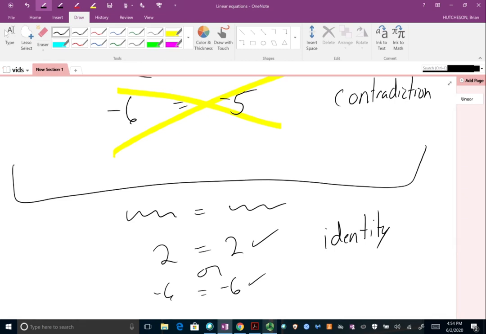And what does it mean? It means out of all the infinite numbers, every single one of them works, even the square root of pi.